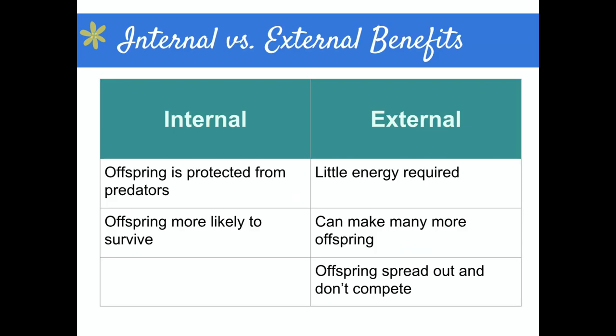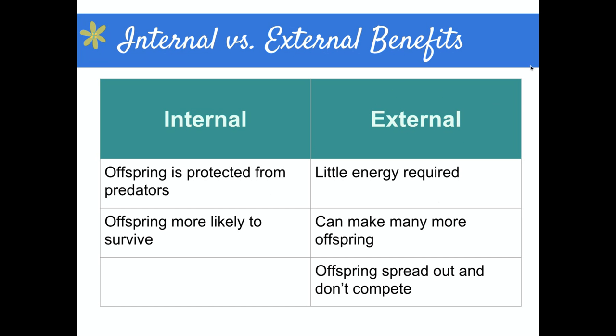Now, there are some benefits or advantages, good parts about both internal and external fertilization. The benefit that animals that use internal fertilization have is that their offspring are more likely to be protected from predators when the offspring are still developing eggs or developing embryos. They're inside of the female's body, so it's like they have a bodyguard. This means that their offspring are more likely to survive.